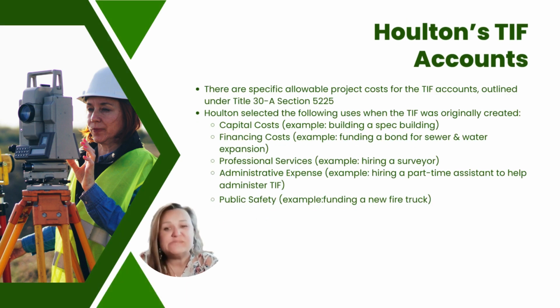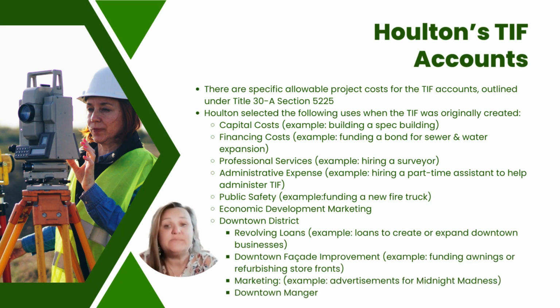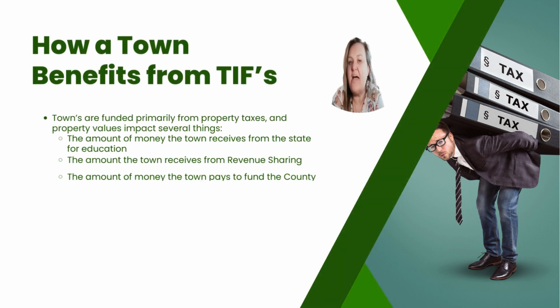The town of Holton has some specific uses of the TIF funds. Some allowable project costs include capital costs, like building construction, financing costs, for example, bonds for sewer and water expansion, professional services, like hiring surveyors, administrative expenses, a part-time assistant, public safety, like funding a new fire truck, economic development, marketing, downtown district initiatives, such as the revolving loans and facade improvement, marketing, like advertising for events, and downtown manager role.